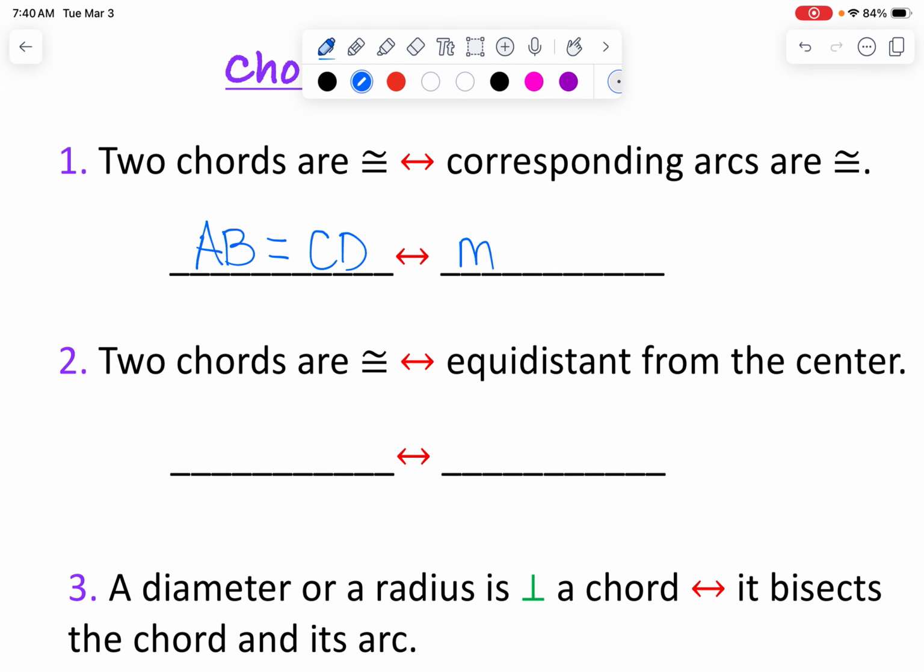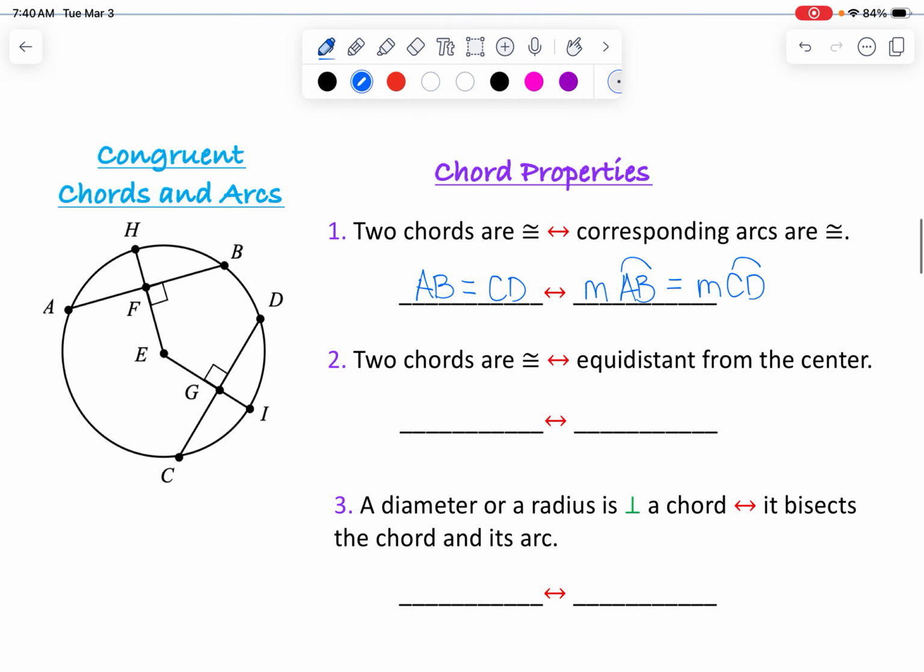So that would be the measure of arc AB is equal to the measure of arc CD. Okay, so what we just talked about. And again, if you know that the arcs are congruent, then the chords have to be congruent. So it also works the other way. So that's important to note, and as is the case for all three of these properties.